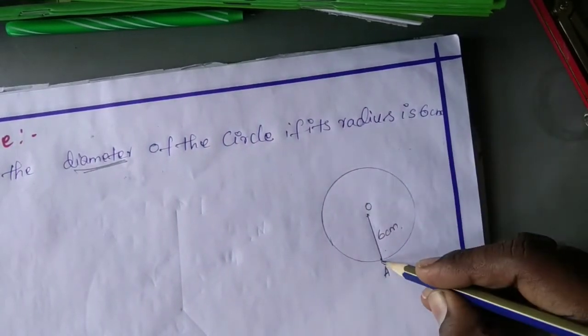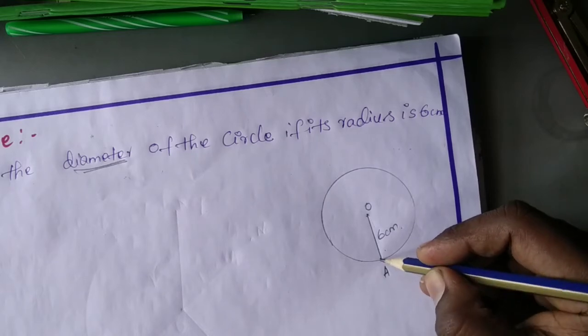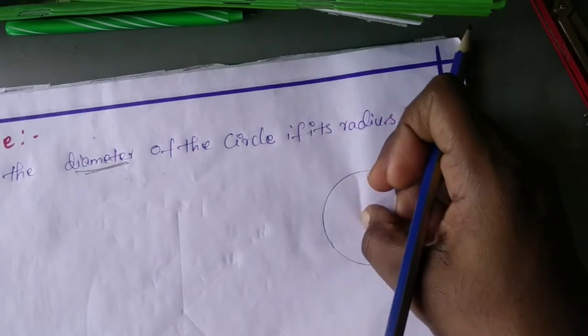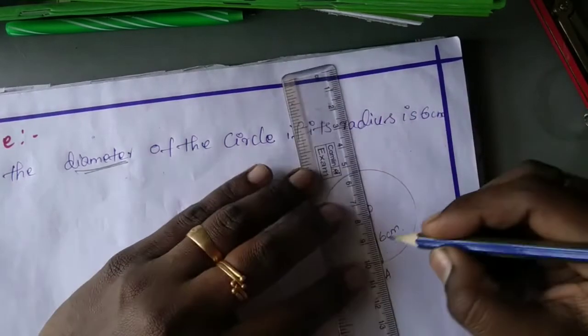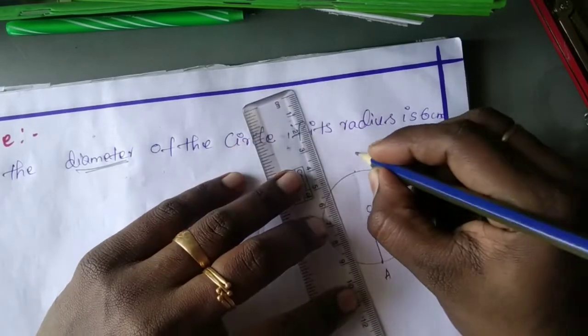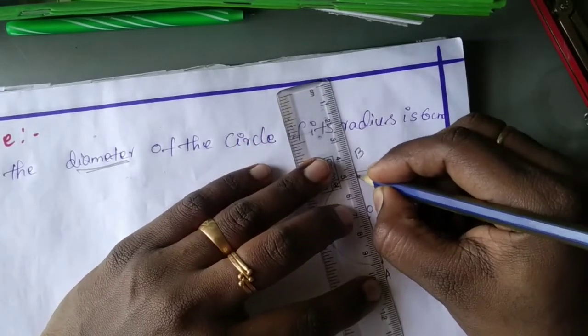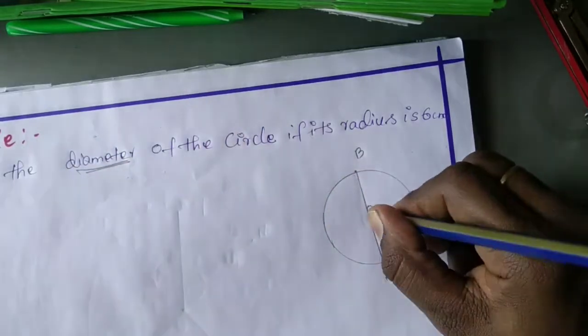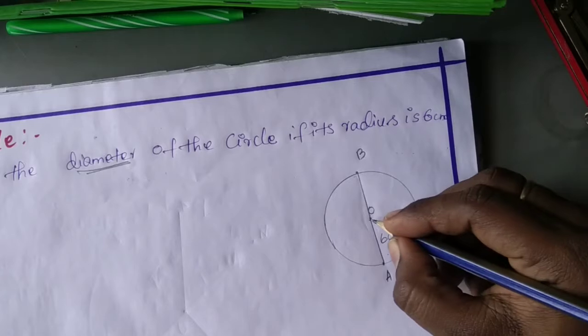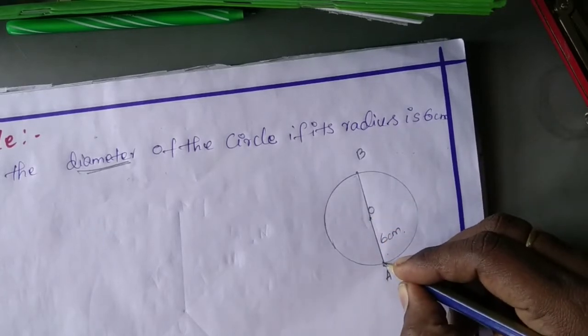So A is one of the points. We can select another point. The condition is that the line segment should pass through the center. So we can draw one straight line here. So consider this point as B. So it should pass the center. Now it's a straight line. So this is the diameter. So from here to here is 6, equal length.